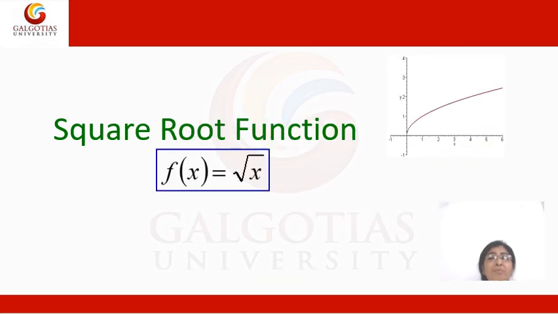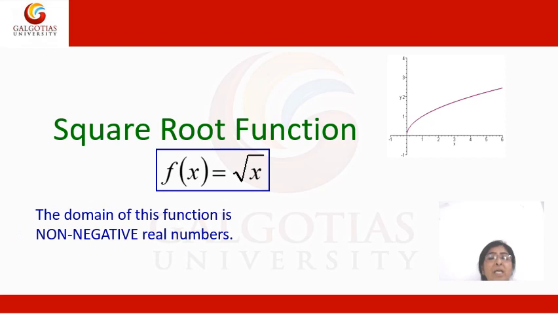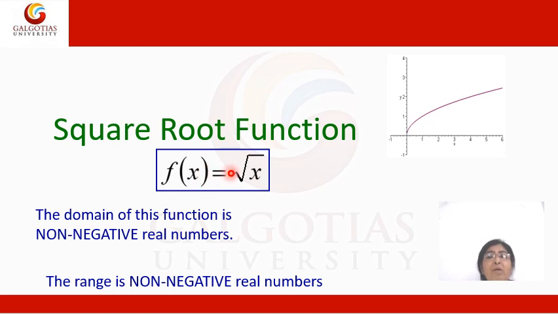Next is the square root function. The square root function f of x is defined as f of x equal to root of x, and it will be a half parabola toward the x-axis. The domain of this function is non-negative real numbers and the range is non-negative real numbers. So the domain and range for this square root function are the same.